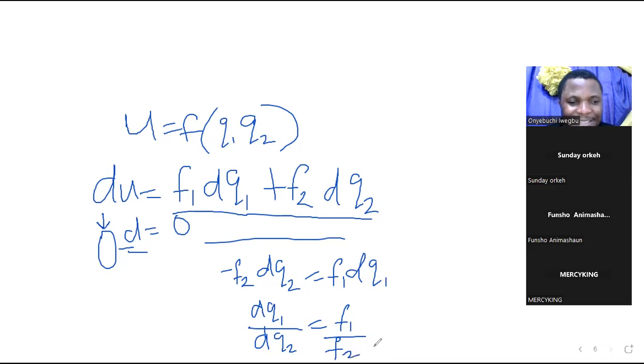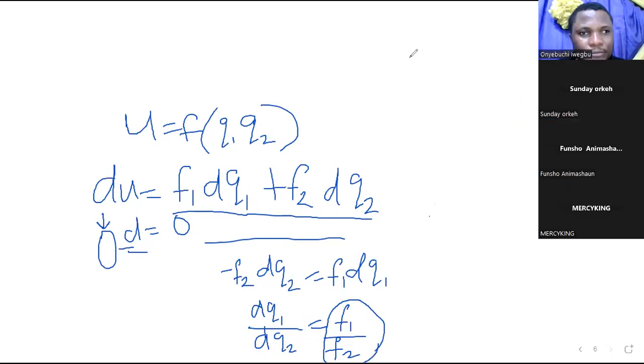F2. This is my marginal rate of what? Substitution, which is just the differentiation of my function with respect to Q1, the differentiation of my function with respect to Q2. When we take an example, you will see that. Okay, now let's look at utility maximization.